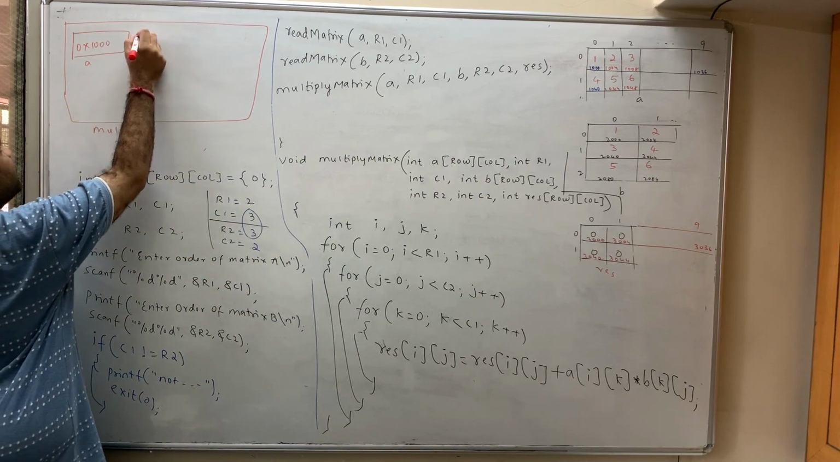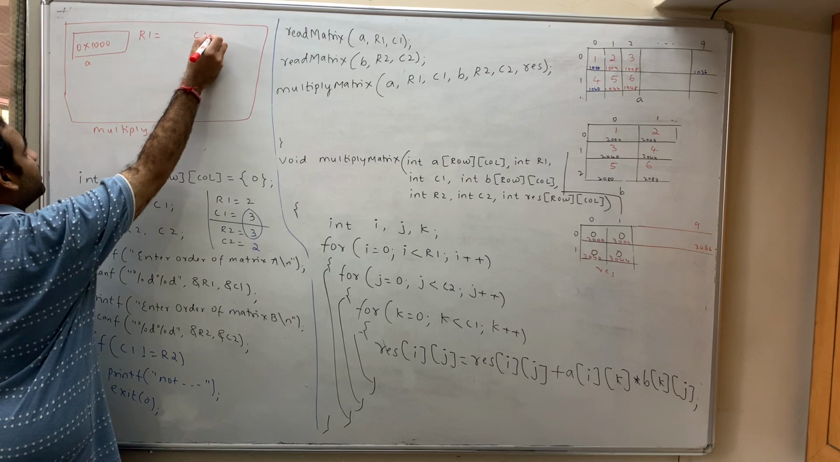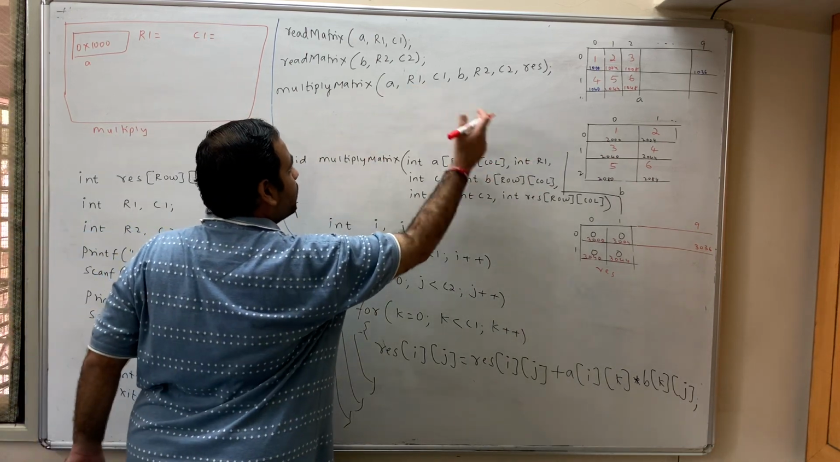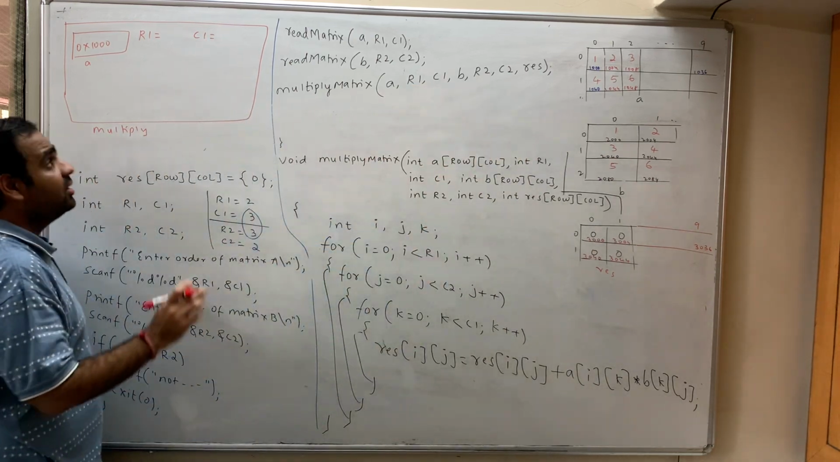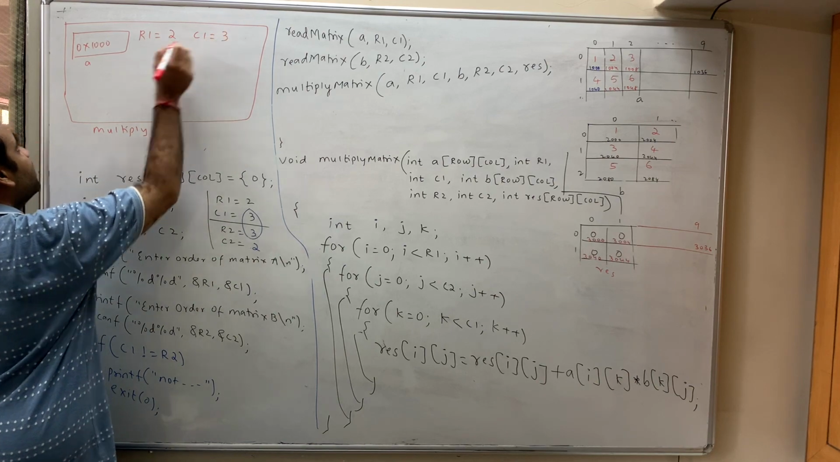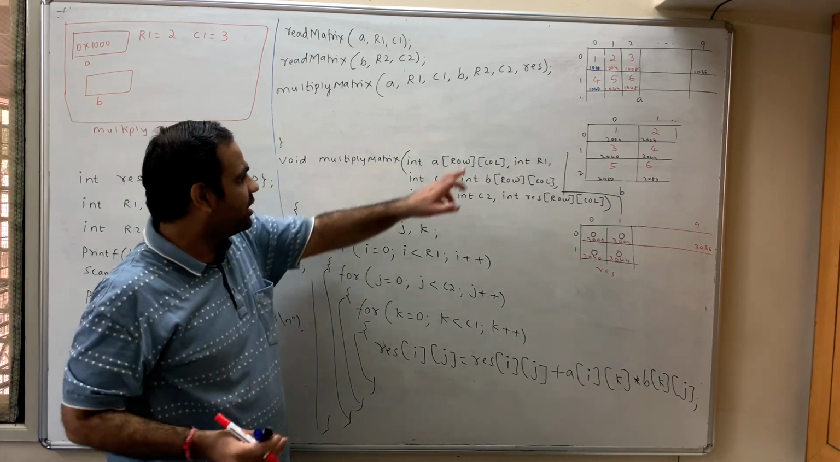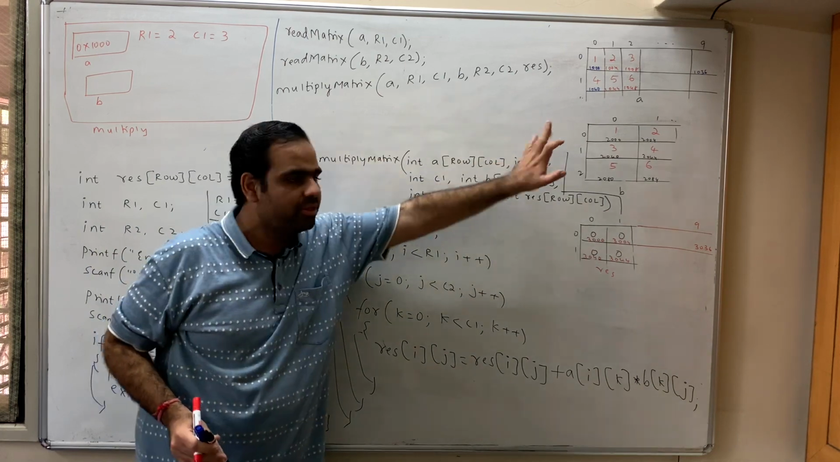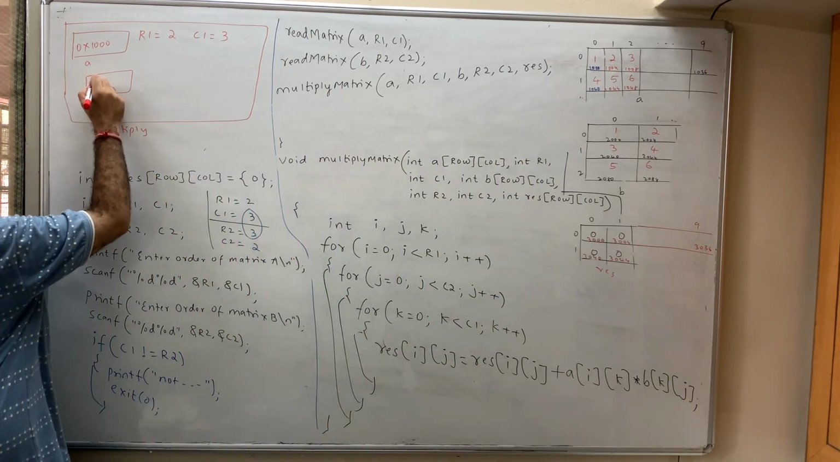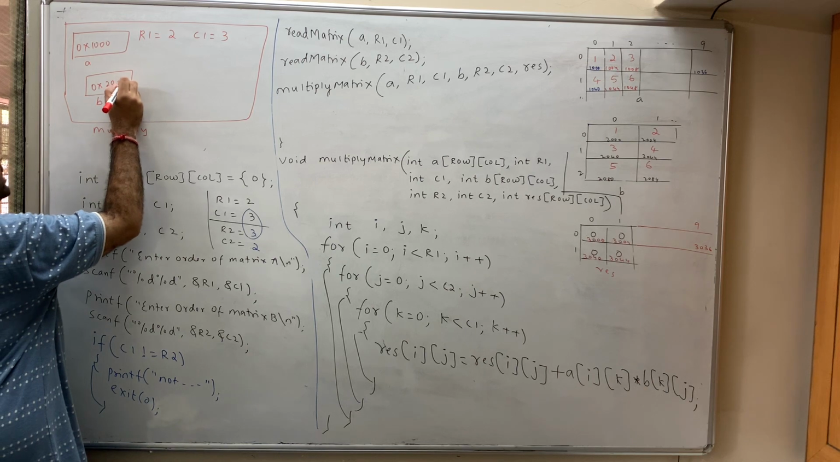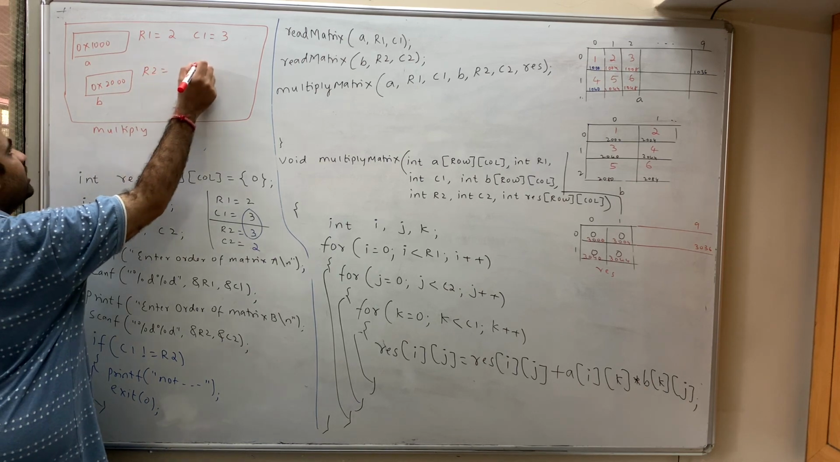The next parameter is R1, the next parameter is C1. R1 is copied to R1, C1 is copied to C1, R1 is 2, C1 is 3. The next parameter there is B. Whenever arrays are passed to the function, the base address gets passed, and the base address there is 2000, and there are the next 2 parameters R2 and C2.